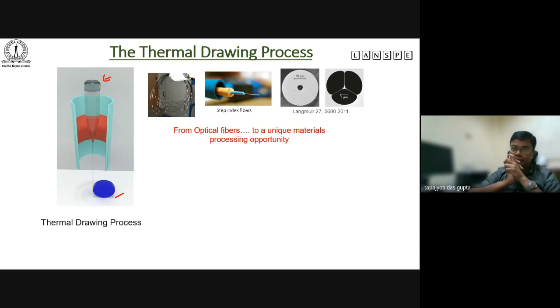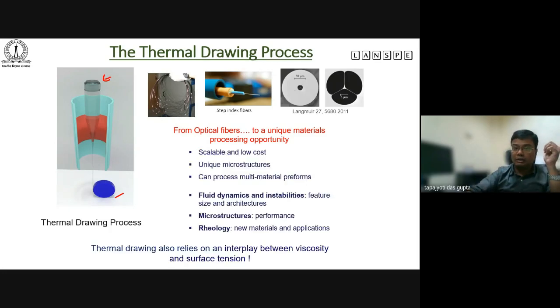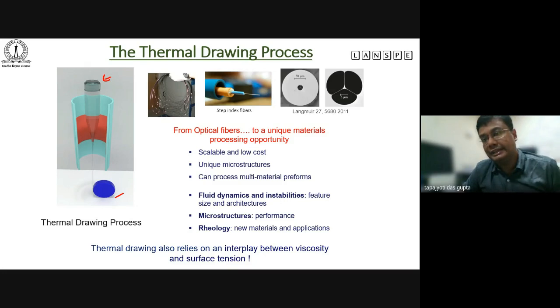However, what we use, we don't use glass, rather we use flexible and stretchable polymers. And when we think of fibers, you can think about your clothes being made of fibers. That means they are very easily integrable, and thus make wearables. Another thing that you should understand is that this process is scalable and low cost. So it's a processing technology which we are borrowing from the optical fiber industry.